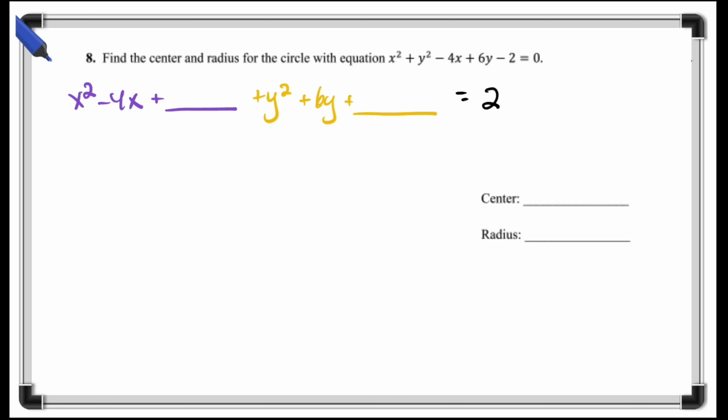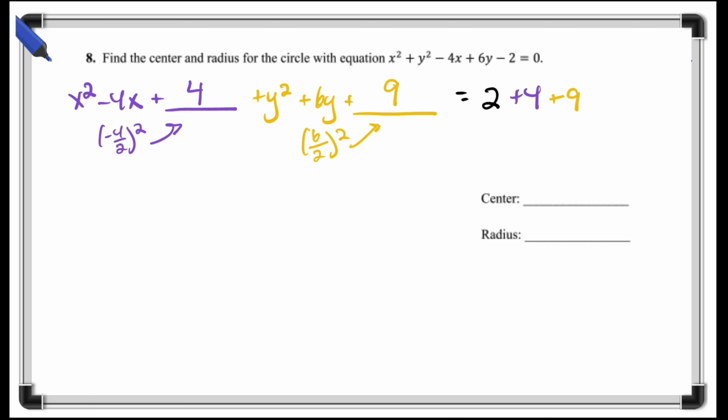Now, we're going to take half of that first degree coefficient and square it. So that means we're going to take this -4, half of it, and then square it. And that's what I'm going to add here. So what I have is a +4. And then I'm going to take half of the 6, square it, put that here, and that would be 9. So we added 4 and we added 9 to the left side, so we will also have to add 4 and also add 9 to the right side.